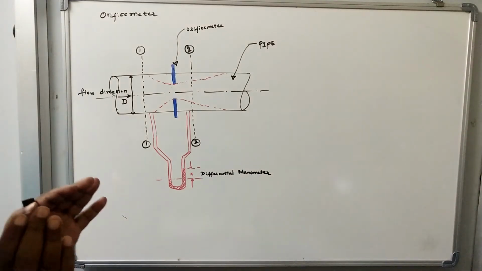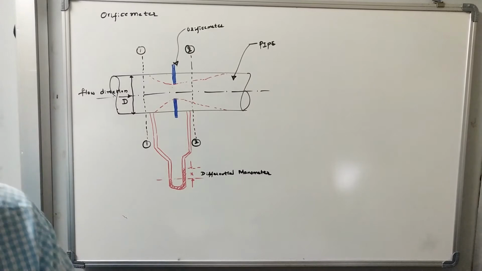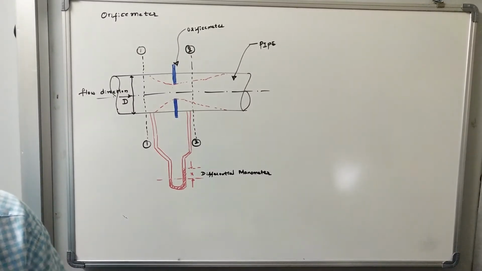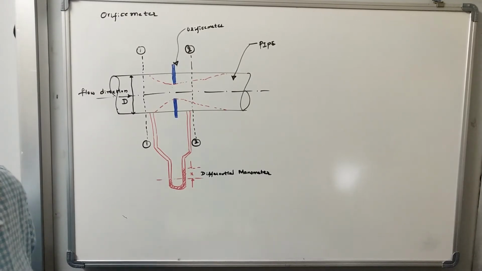The derivation is the same as what we did for the venturimeter. That is, Q is equal to Cd A1 A2 square root of 2gh divided by square root of A1 squared minus A2 squared, whatever equation we have derived.